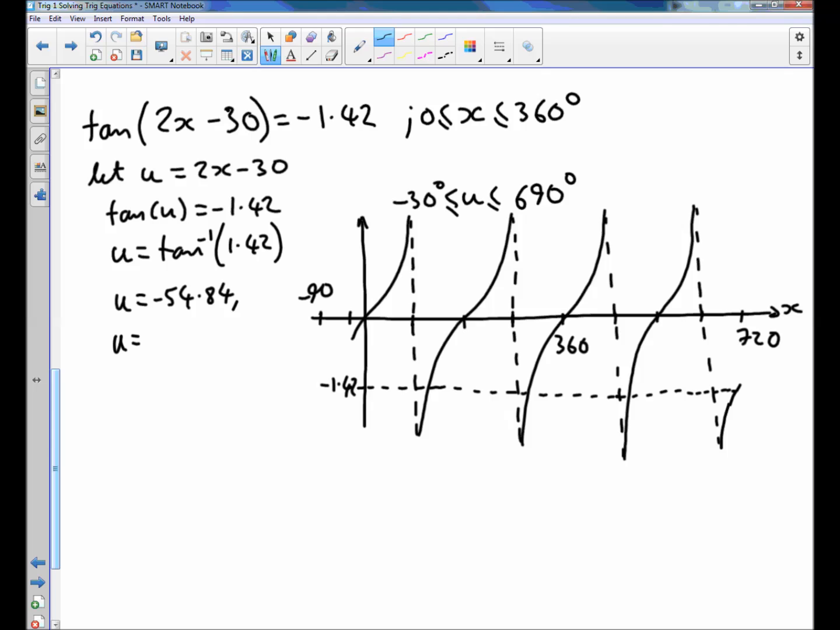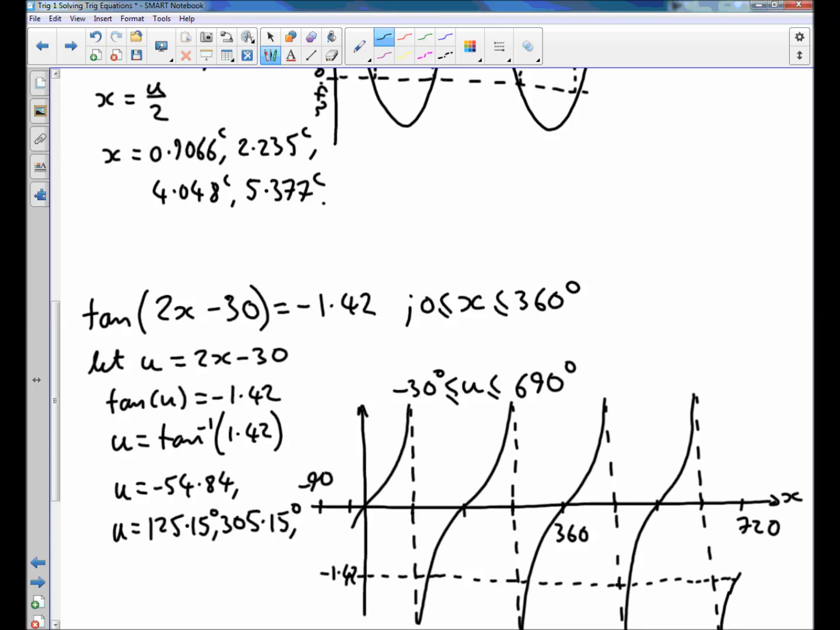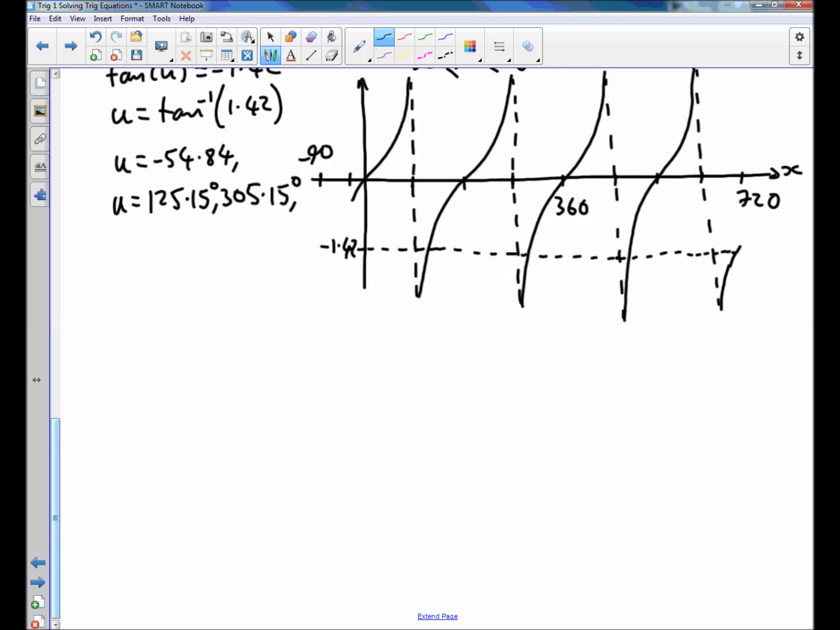So my first secondary solution is going to be my principal solution plus 180 degrees, which gives me 125.15 degrees. I then add 180 to that, so 305.15 degrees, add 180 degrees to that, and I get 485.15 degrees, add 180 to that, 665.15 degrees. So that's u.